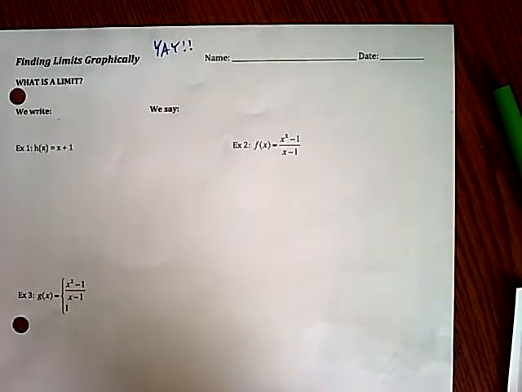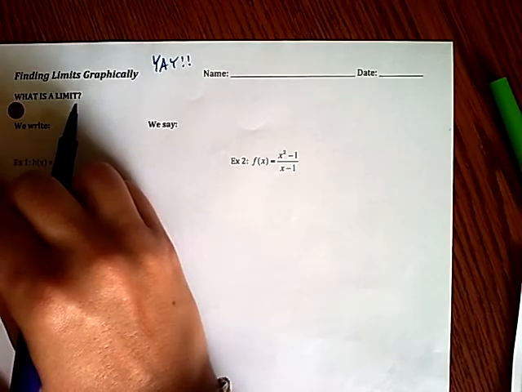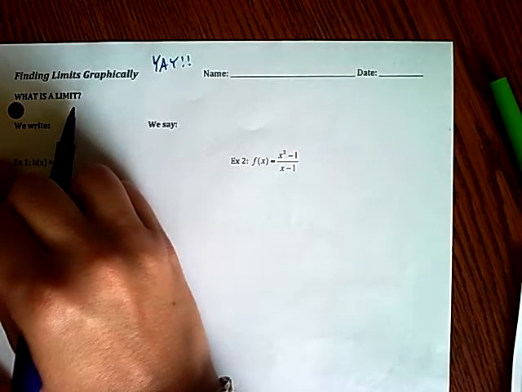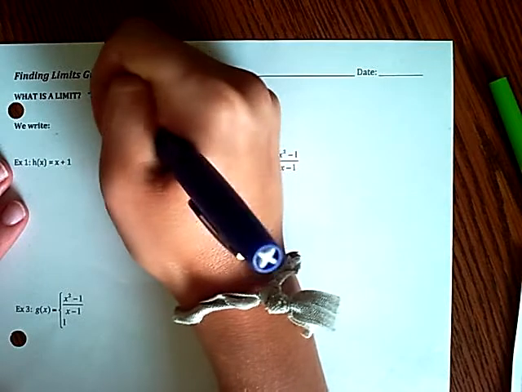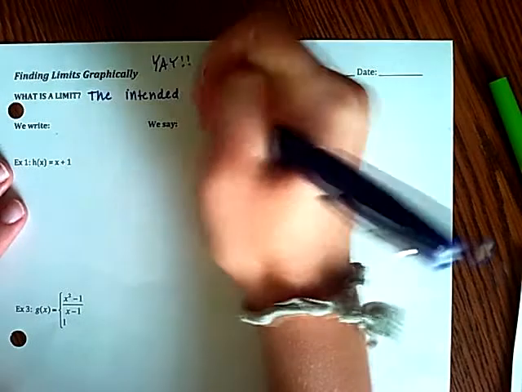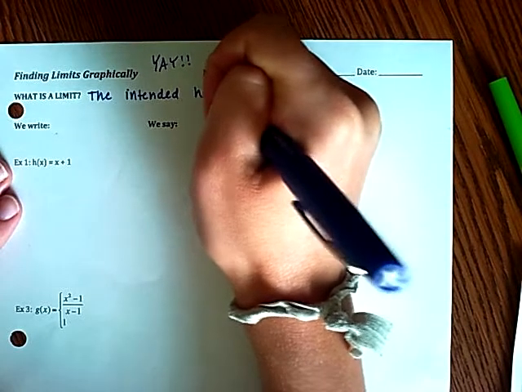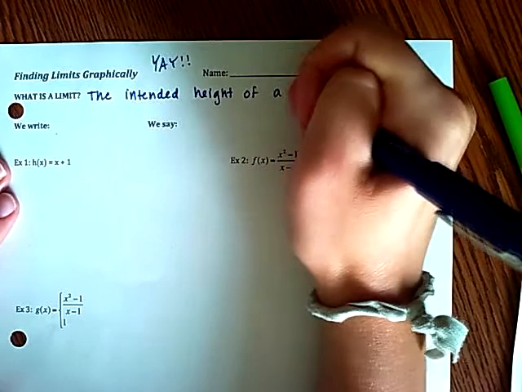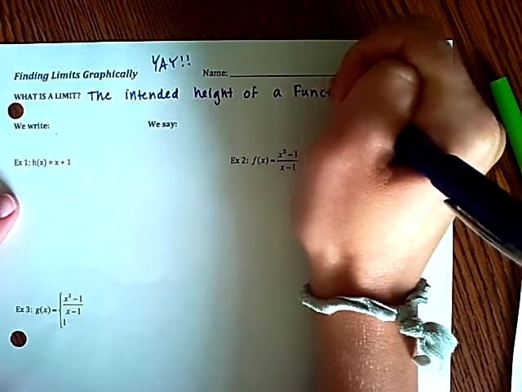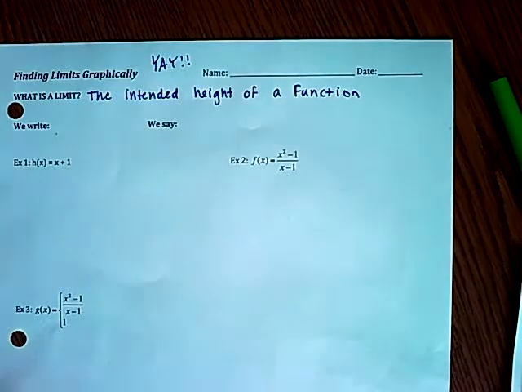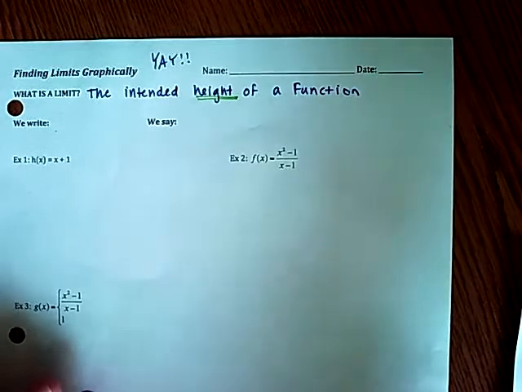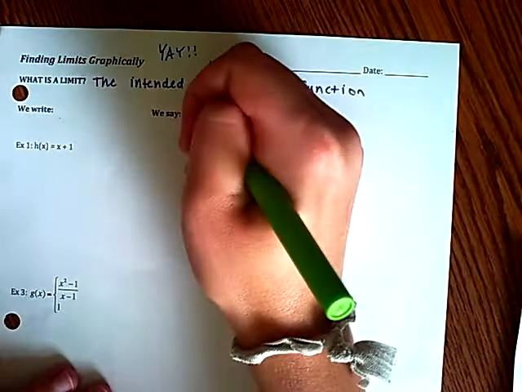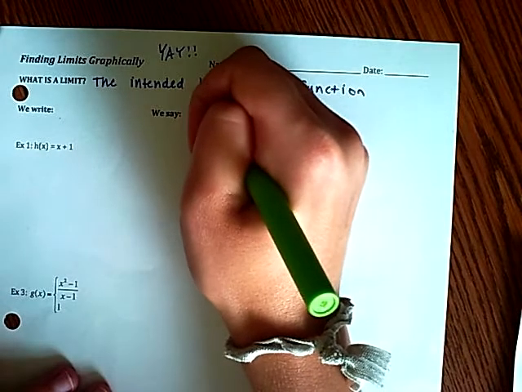So these notes are going to be on finding limits graphically. And first of all, I'm going to give you an informal definition of what is a limit. So we're going to say a limit is the intended height of a function. And I just want to be clear that when we're saying height, what I mean by height is, if you think about the x and the y axis, the height is always going to be a y value.